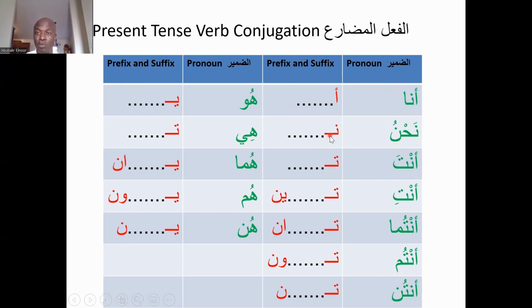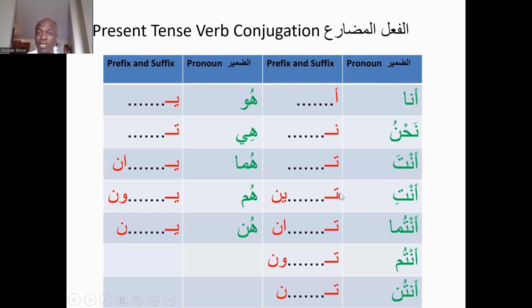Nahnu, we, nadrus. So here, ana starts with the alif. Nahnu, we, you start your conjugation with the noon for the present tense. Anta, you masculine singular, you start your conjugation with the ta. Anti also starts with the ta, but the ta has the kasra. Anti or anta: the ta here has the fatha, here has the kasra. When the ta has the fatha, it is you masculine. Here, you singular feminine, anti.